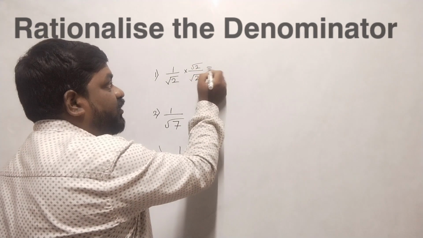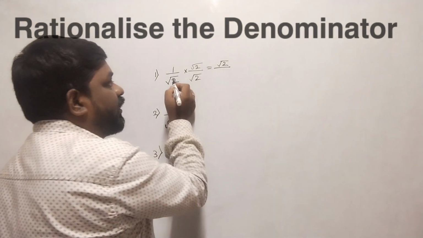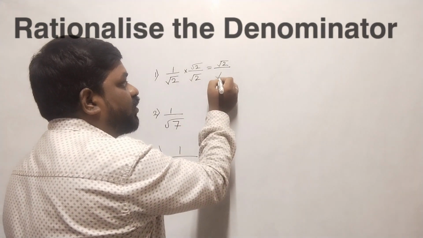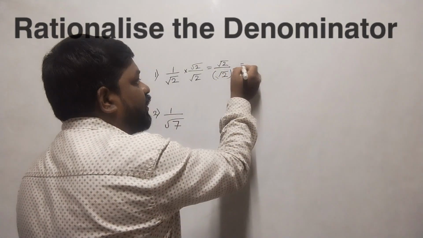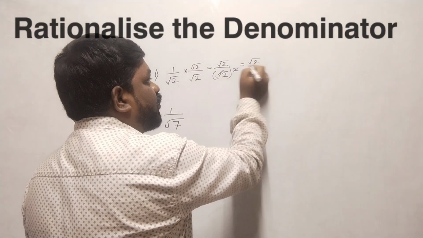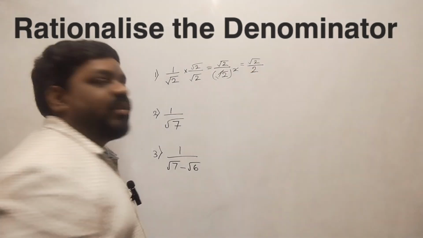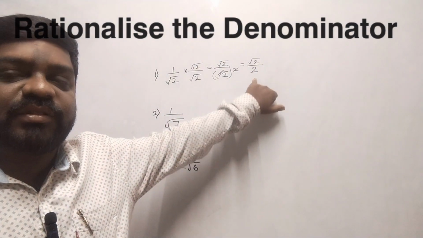Now what is 1 into root 2? 1 into root 2 is root 2. By root 2 into root 2 is root 2 whole square, and the square and root get cancelled. So the answer is root 2 by 2. Now the denominator has become a rational number.